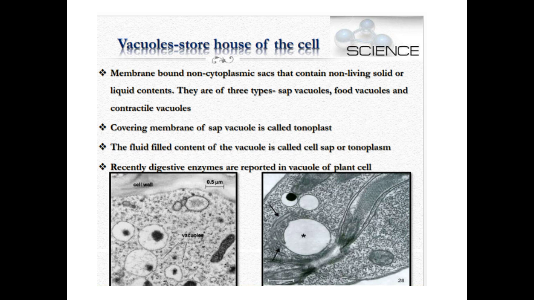The next come food vacuoles. In some unicellular organisms like amoeba, the amoeba contains food vacuoles inside its body. This food vacuole helps in intake of food and the digestion process. The whole digestion process takes place in the food vacuole, and finally it excretes out the waste product with the help of the food vacuole. So in unicellular organisms, the food vacuole plays a major role in digestion and excretion of the waste product.